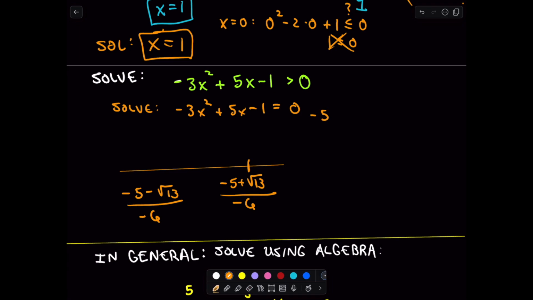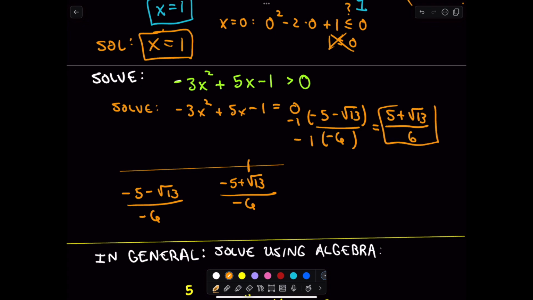So negative 5 minus the square root of 13 over negative 6. Notice you can multiply top and bottom by negative 1. And if you do that, that's going to make everything positive. So this is really 5 plus the square root of 13 over 6. So maybe my number line is incorrect. That's what was making me nervous over here.